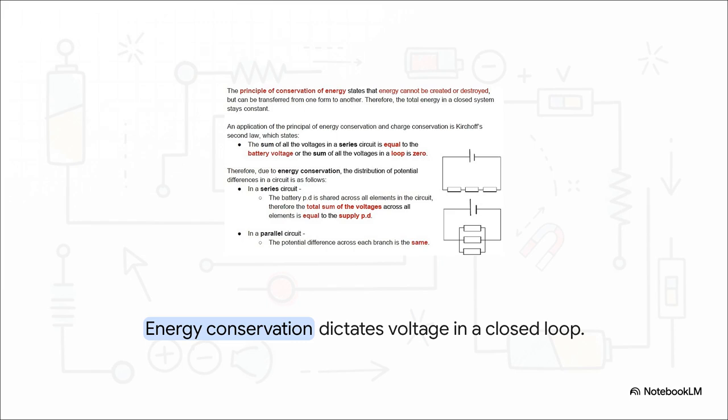Because energy is strictly conserved, the sum of all the potential differences, or voltage drops, across the components in a series circuit must equal the total voltage supplied by the battery. The math isn't just a polite suggestion. It is an inevitable expression of a cosmic rule playing out on a miniature scale.